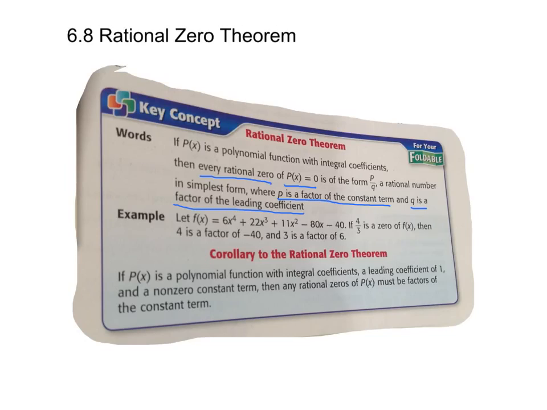Then they give us this example, and they say here's a polynomial, here is our constant term, and here is our leading coefficient. So 4/3 could be a 0 because 4 is a factor of 40 and 3 is a factor of 6. Now I think that they chose very large numbers, and I just want to show you what I think is a more practical example.